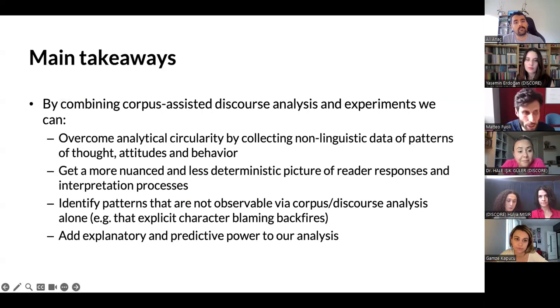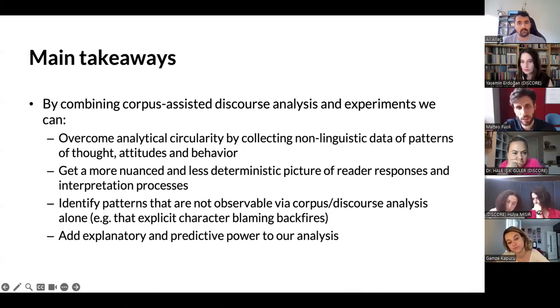In conclusion, I just want to briefly come back to the main takeaways, the main argument that I'm trying to deliver in this talk, which hopefully these two case studies have helped support and illustrate. The argument is that by combining corpus-assisted discourse analysis and experiments, we can do a number of useful things. We can overcome analytical circularity by collecting non-linguistic data about patterns of thought, attitudes, and behavior, and go beyond this implicit pseudo-deterministic approach that is still very much a feature of a lot of CDA and CADS.